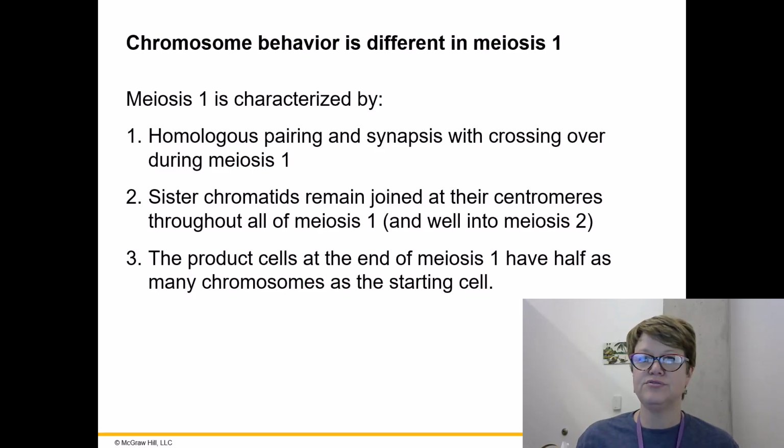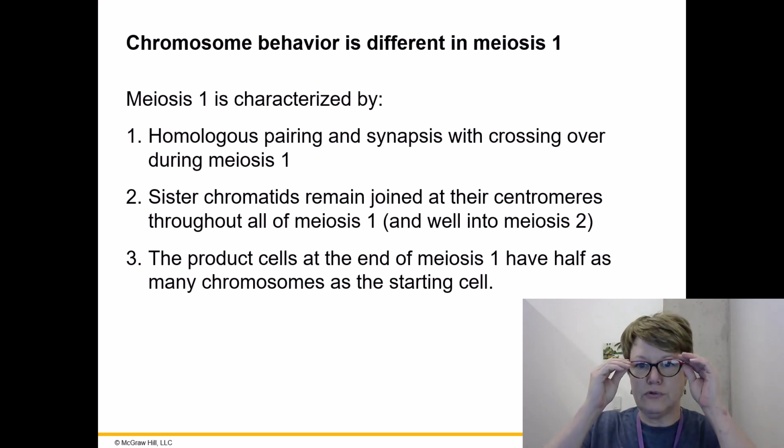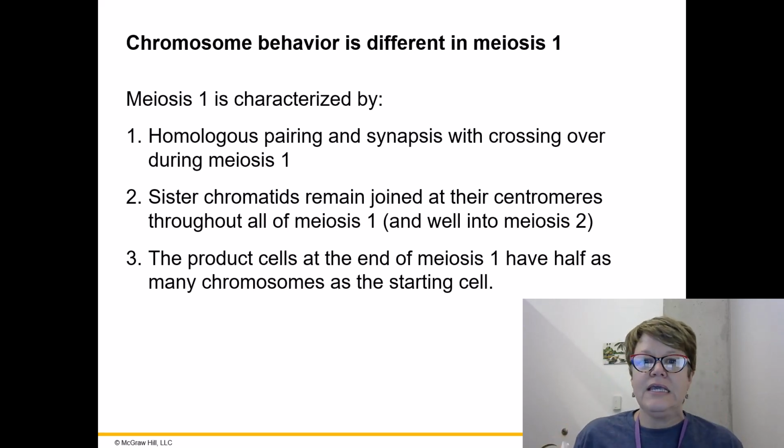Okay, so to just emphasize some of the important points, the chromosomes' behavior is different in meiosis 1 compared to meiosis 2 and mitosis. So we really focus on those events in meiosis 1 that are really different. In meiosis 1, remember, the homologous chromosomes synapse, they pair together, they come close together, and they cross over. That doesn't happen in meiosis 2, and it doesn't happen in mitosis.